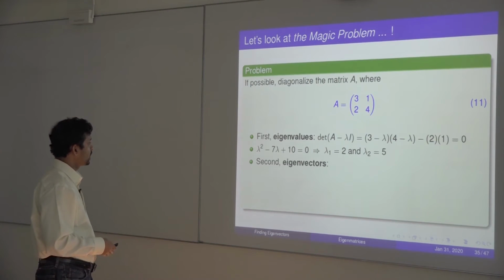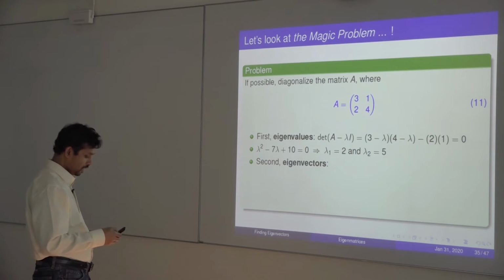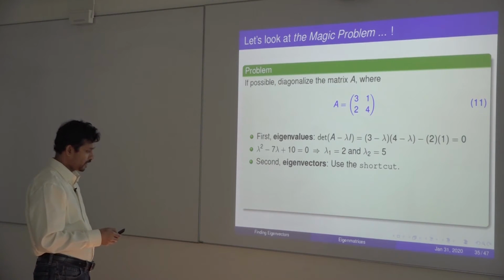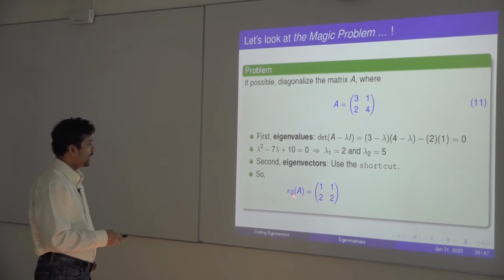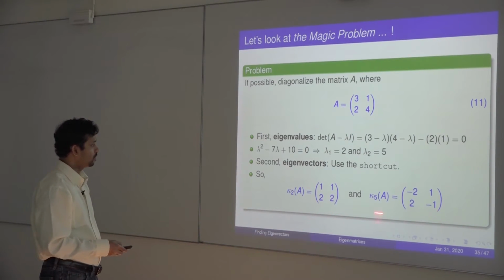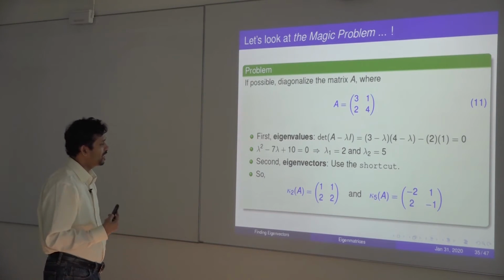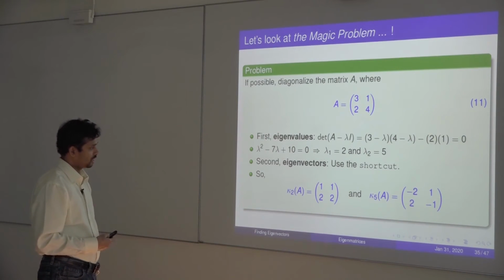Now what we normally do is find the eigenvectors. For that, we can use the shortcut now. The shortcut is that we calculate the kappa matrix for lambda equal 2, and we also find the kappa matrix for lambda equal 5. So those are the kappa matrices, and then we know these are the eigenvectors for lambda equal 5, and these are the eigenvectors for lambda equal 2, from the shortcut.